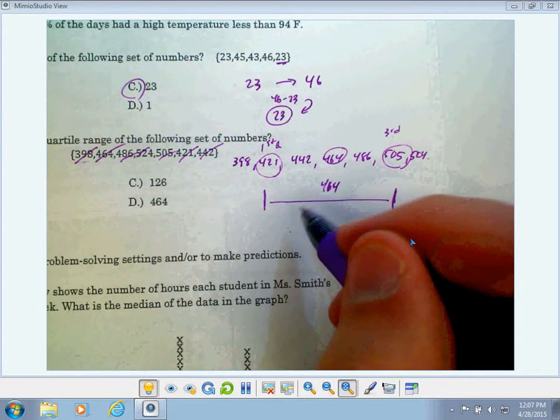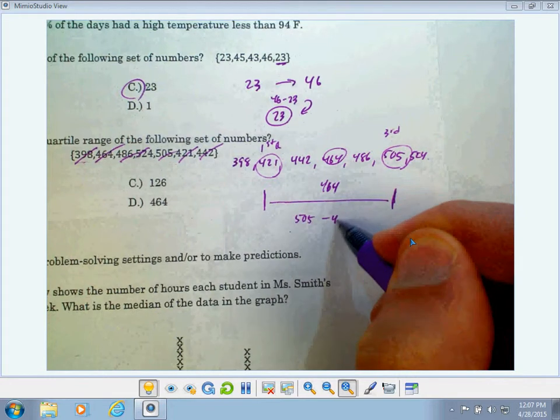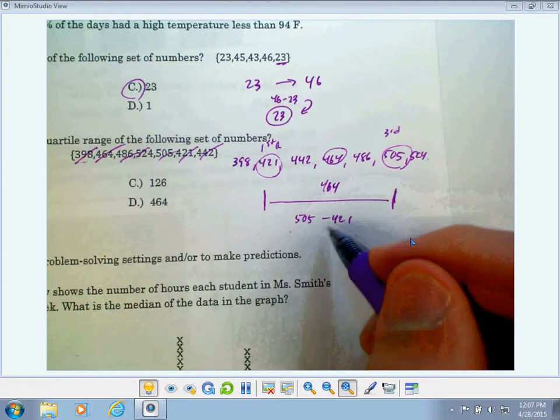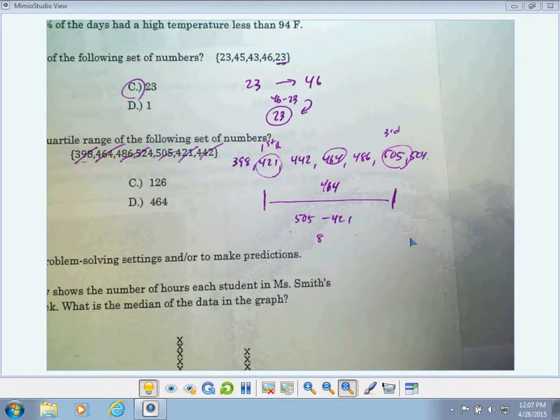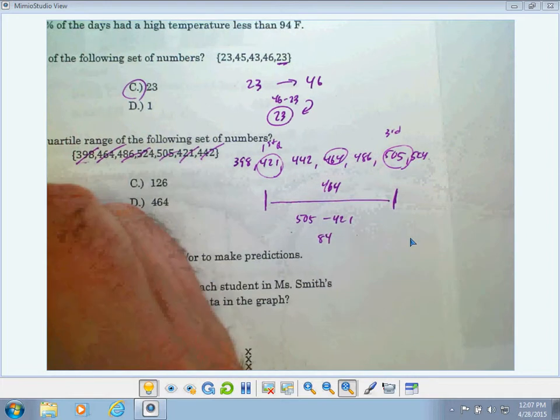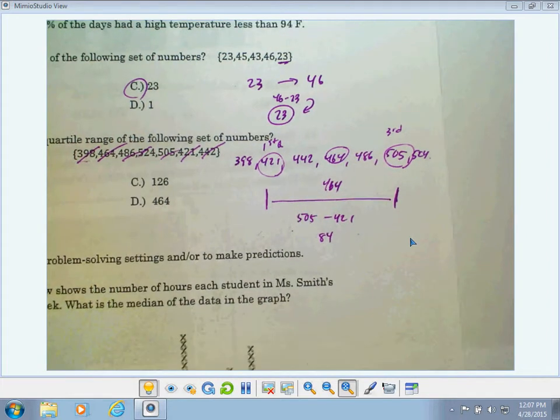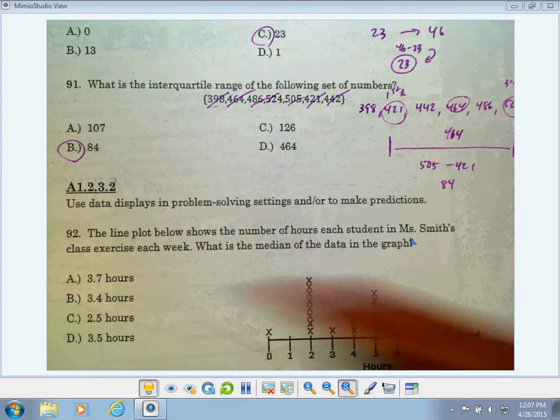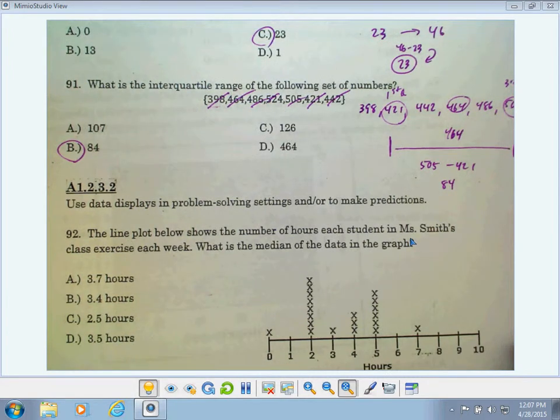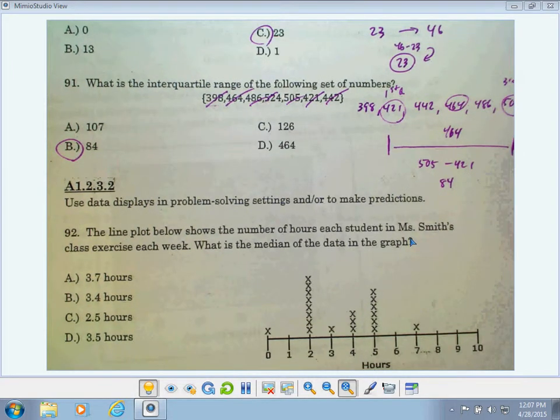So 505 minus 421 is 84. You don't actually have to go the whole way through making a box and whisker plot, but you're doing the procedure as if you were to find the interquartile range.